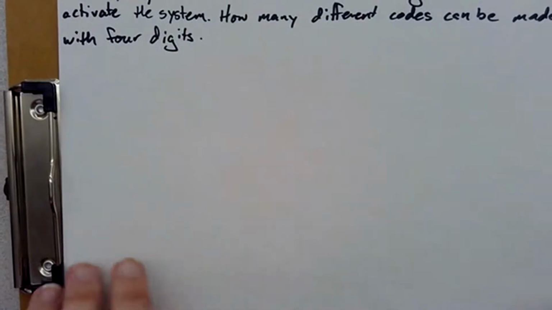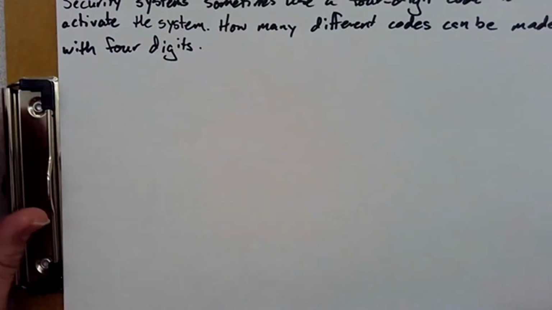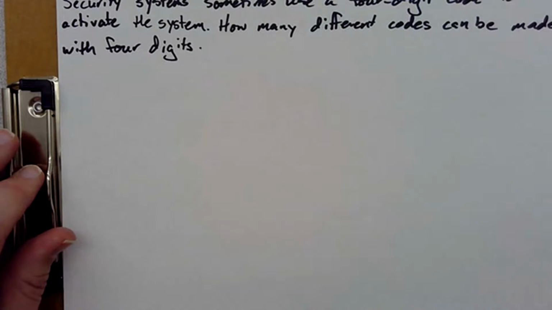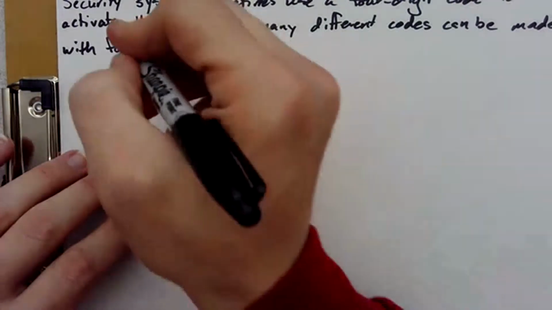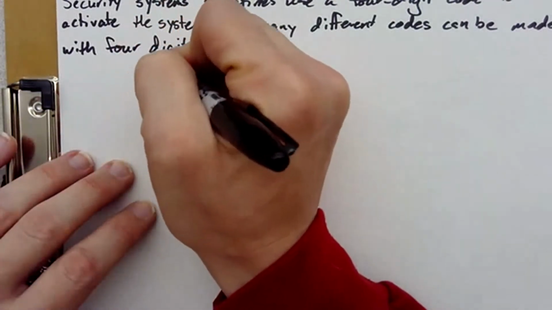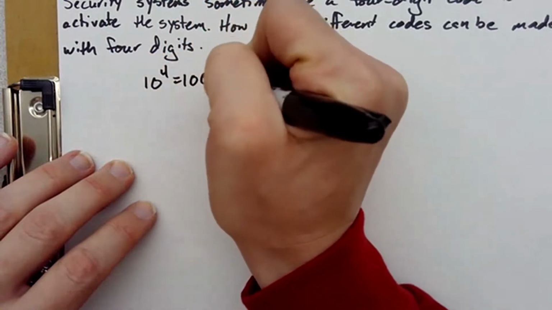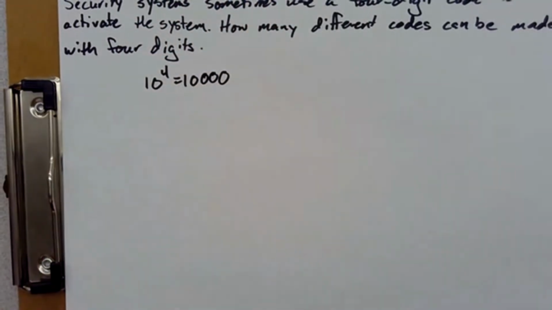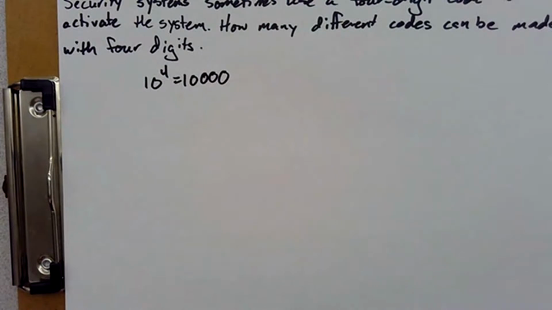Security systems sometimes use a 4-digit code to activate the system. How many different codes can be made with 4 digits? We've got 10 different digits to choose from. This is 10 to the 4th power, or 10,000. But we would generally prefer that they not just be repeating digits.